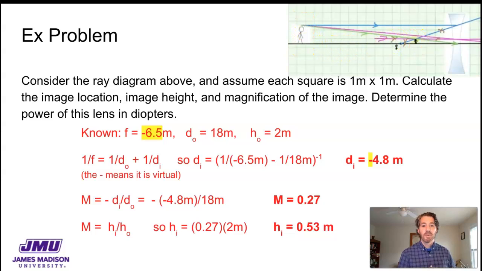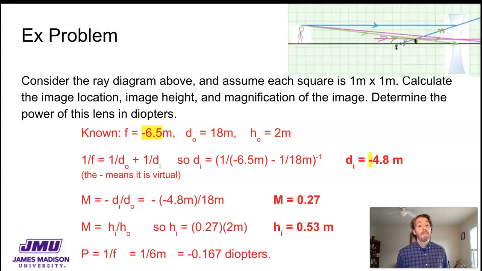That matches up perfectly. The power of the lens, like I said, is still the same equation as before, so 1 over the focal length. The focal length is negative, so it looks like I left the negative out of my work, but I have it in my answer. So the power of this lens is negative 0.167 diopters, and shame on me for leaving it out of my work. I'll fix that before I put it in the notes.